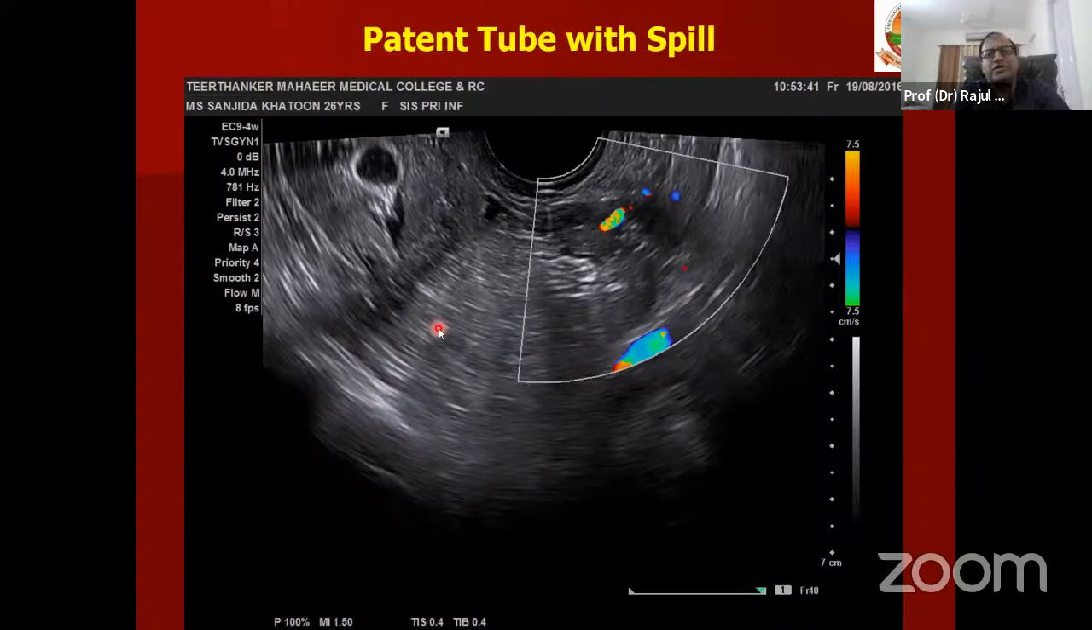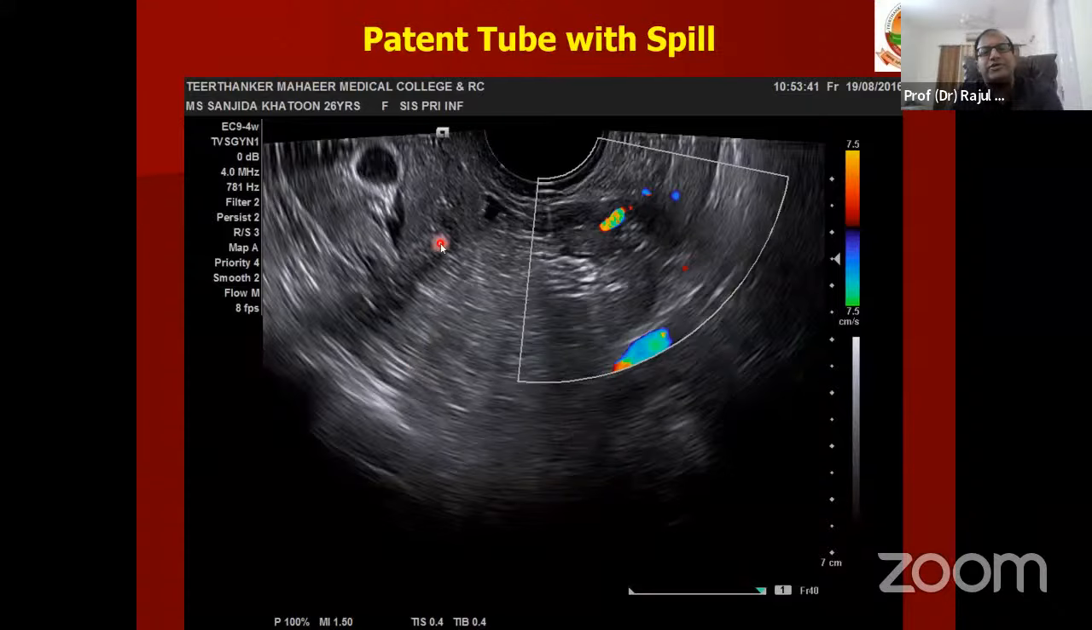So here we inject the saline through the intrauterine Foley's catheter, and then we visualize its spill in the peritoneal cavity using the color Doppler. We all know that the color Doppler is very sensitive to flowing fluid. So once you put on the color Doppler, it will be seen as a sprinkle.